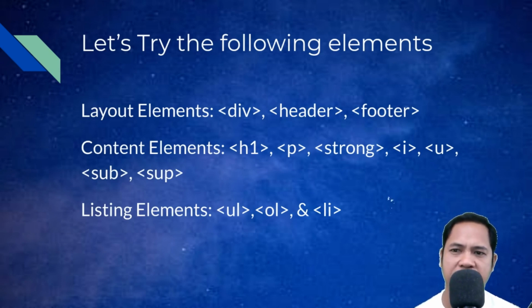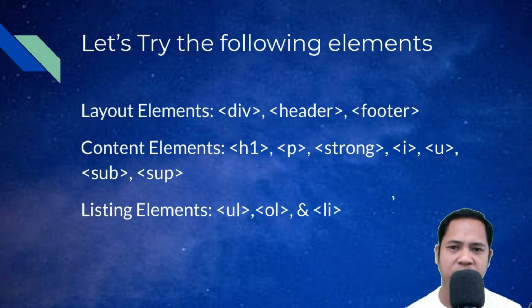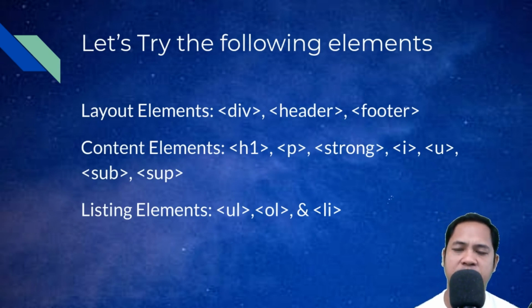First, we'll be trying out some layout elements: div, header, footer. Some content elements: H1, which is for heading, P is for paragraph, strong is to make a text stronger or bold, I is to italicize a text, U is to underline, sub is for subscript, sup is for superscript. And we will also have some listing elements: UL for unordered list, and OL for ordered list, and LI is the tag element representing the list item.